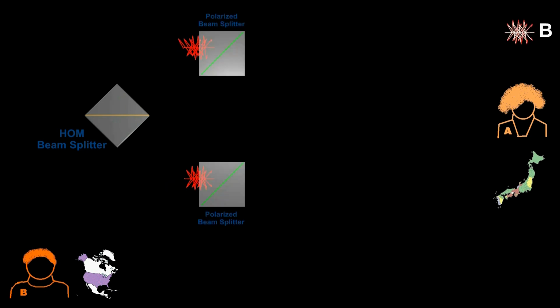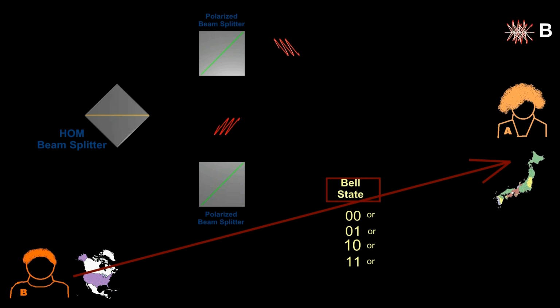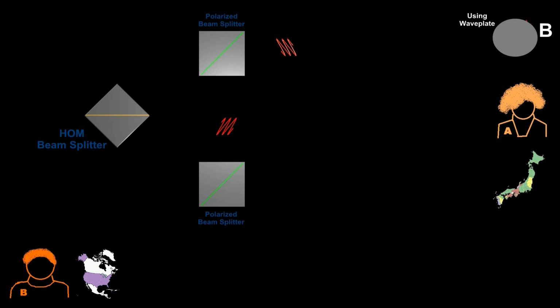Bob further measures the polarization of A and C and finds the Bell state. Then he sends two bits of information, which denote the Bell state, to Alice. Alice rotates the photon with appropriate wave plates, based on the instructions received from Bob. That's it. Teleportation is successfully completed.